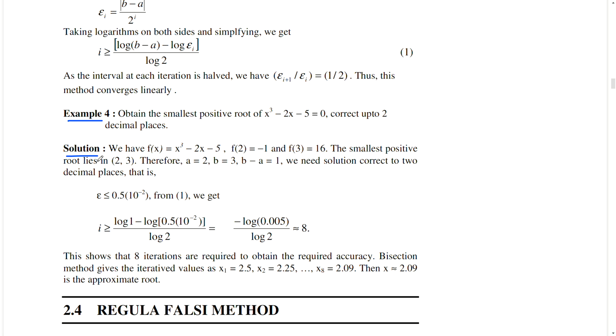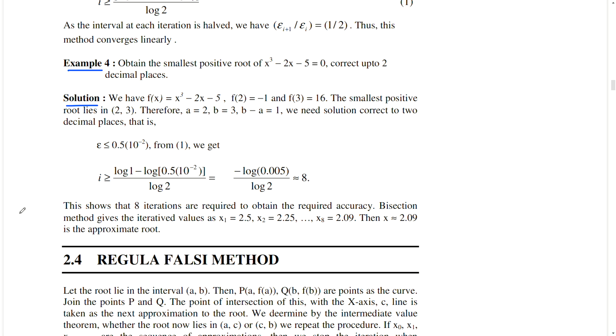We need the solution correct to 2 decimal places, that is, e less than or equal to 0.5 times 10 to the power minus 2. From the formula we get i greater than or equal to (log 1 minus log(0.5 times 10 to the power minus 2)) by log 2, equal to minus log 0.005 by log 2, approximately 8. This shows that 8 iterations are required to obtain the required accuracy. The bisection method gives the iterative values as x1 equal to 2.5, x2 equal to 2.25, ..., x8 equal to 2.09. Then x is approximately 2.09. This is the approximate root.